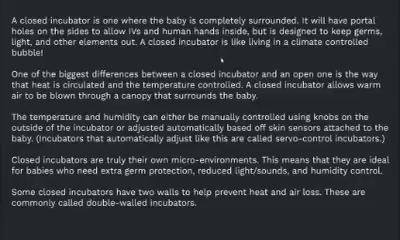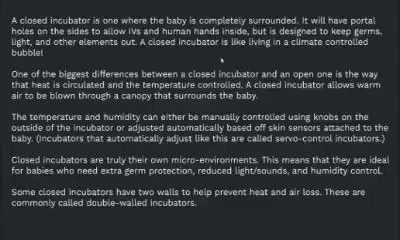One of the biggest differences between a closed and open one is that heat is circulated and temperature is controlled. A closed incubator also allows warm air to be blown through a canopy that surrounds the baby, forming an ideal condition. The temperature and humidity can either be manually controlled using knobs on the outside of the incubator or can be adjusted using sensors.